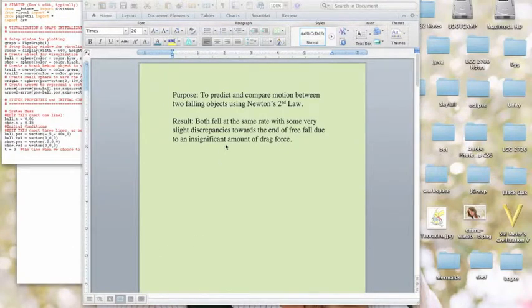The purpose of this lab is to predict and compare motion between the two falling objects using Newton's second law. The result was that both fell at the same rate with some very slight discrepancies towards the end of the free fall due to an insignificant amount of drag force.